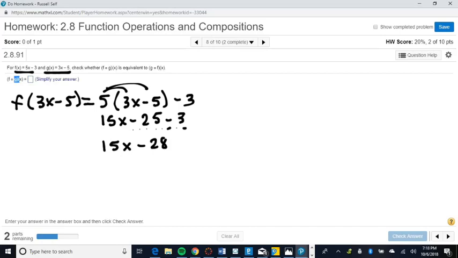Okay, so we're not able to get a specific number because we still have that x in there, so we don't know what that x is, so we can't find it. Now, after we find that one, we'll reverse it and see if we get the same exact answer. So keep that answer in mind. Okay, as we clear this and go to the next function. So it's 15x minus 28.